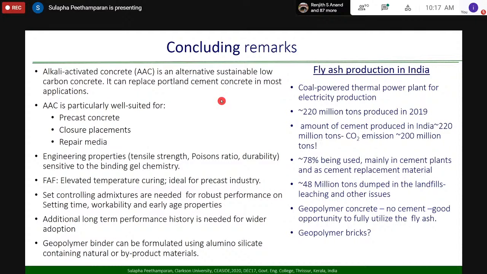Yes, we can. If you adopt a geopolymer technology, we can use this material, and we don't have to dump it in the landfills. And not only in concrete, can we make the clay bricks? You may be able to replace it with geopolymer bricks. So I don't know. Those are all options that we can adopt in India. So with that, that's all I have.